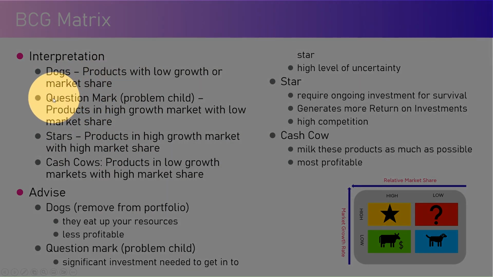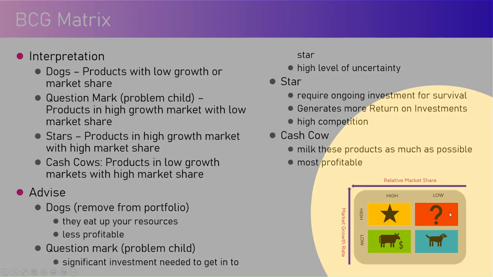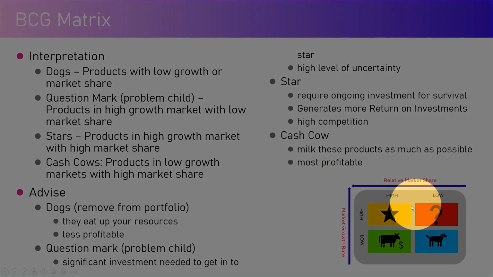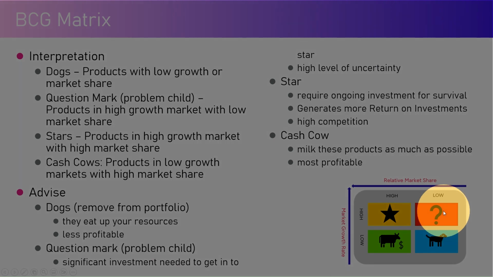Question mark. Now, question mark is a problem child. Question mark is in this quadrant. Question marks are products in a high growth market with low market share. So there is a high growth market scenario here, but it has a low market share. In order to increase the market share, or to move this product from question mark to star, there needs to be a lot of investment. A significant investment needs to go in. However, there is a high level of uncertainty. So it's a risk when you decide that you want to move the product from question mark to star.